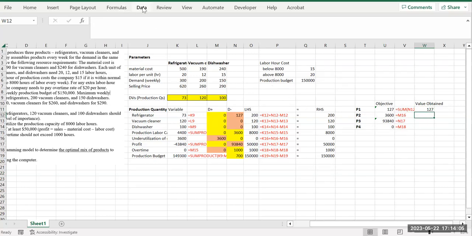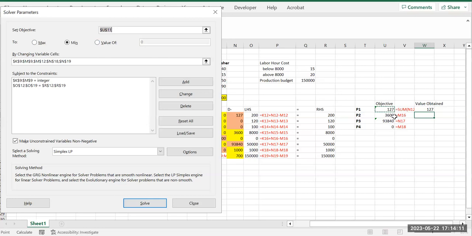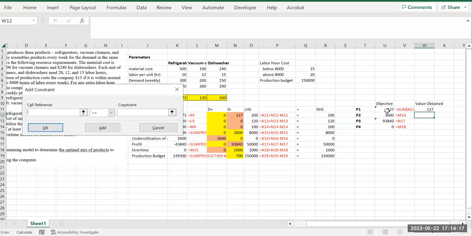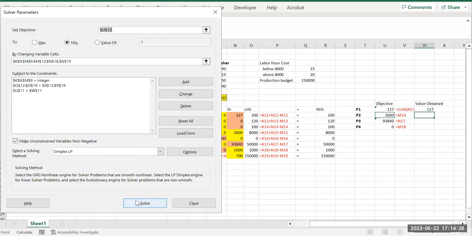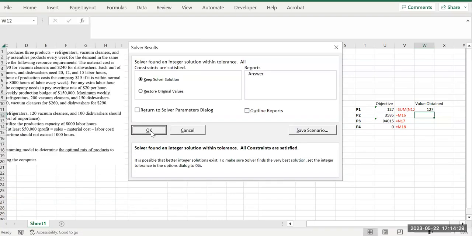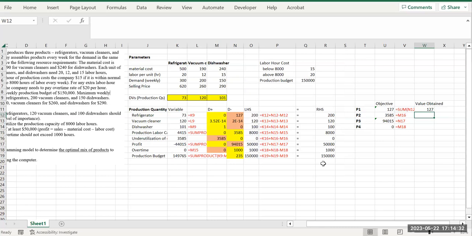So let's go back to solver. We're going to update the objective function to the second priority. But we need to add the optimal value of the first priority at its optimal level. Okay, so let's solve it again for second priority and see if we can go a little under. So a little improvement, 3585. Okay. And then we keep that at that level.